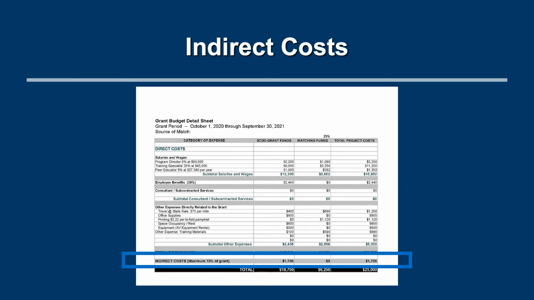Now let's look at the blue rectangular box surrounding the row with the indirect costs. Remember, this section is not itemized. You just ask for one lump sum, and the amount is capped to 10% of the total direct costs. Ruby Red is requesting a total of $17,405 in direct costs from SCDD. They correctly calculated their 10% indirect costs of $1,705.